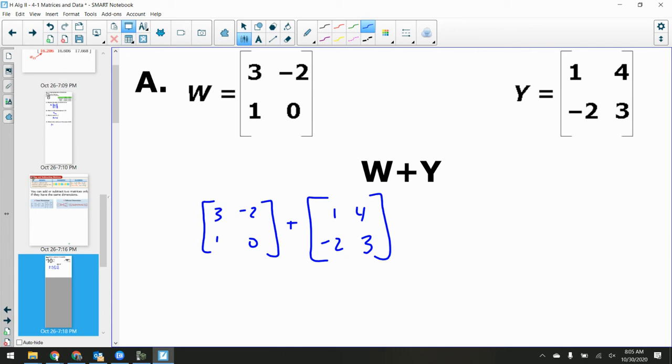All right, so let's add these things together. A 2 by 2 plus a 2 by 2 yields me another 2 by 2. So let's add together corresponding entries. 3 and 1 make 4. Negative 2 and 4 make 2. 1 and negative 2 make negative 1. 0 and 3 make 3. Not so bad, right? Since I'm referencing W plus Y, we say W plus Y is this thing.